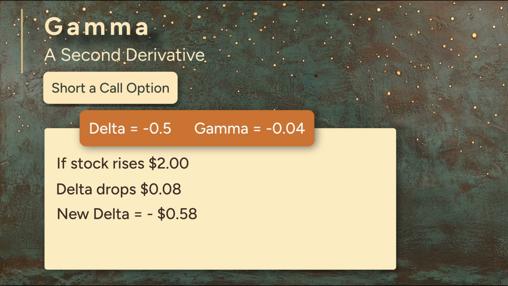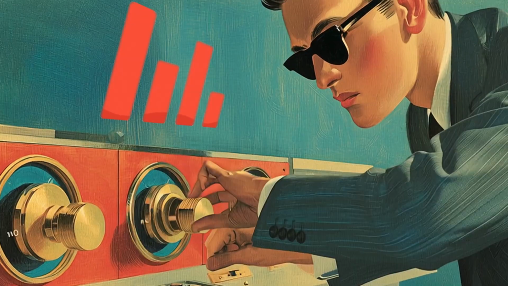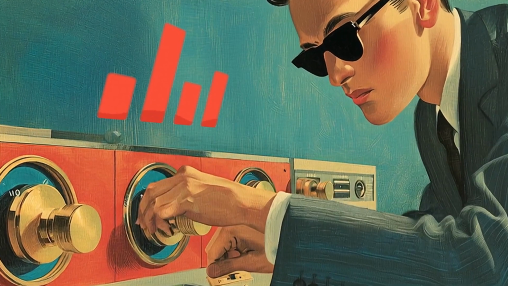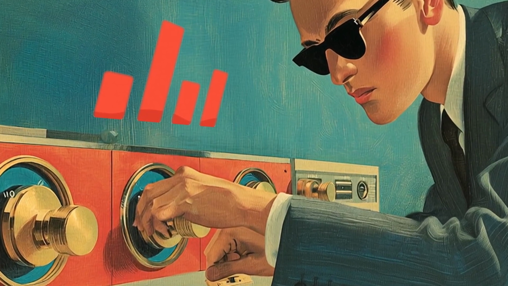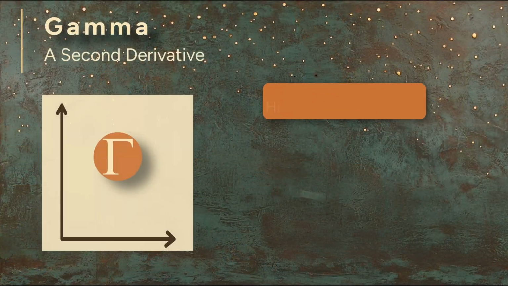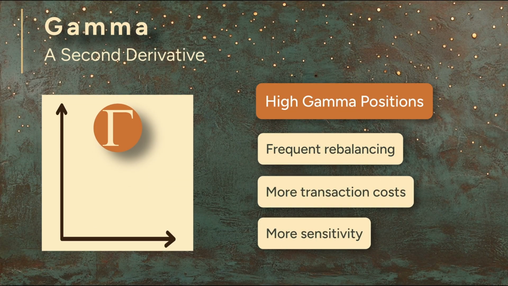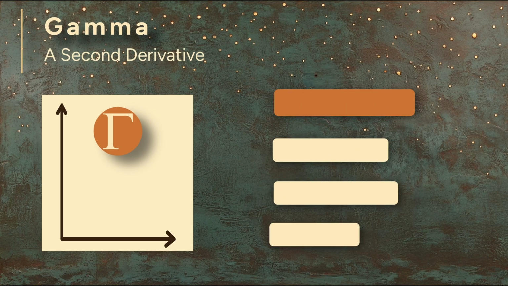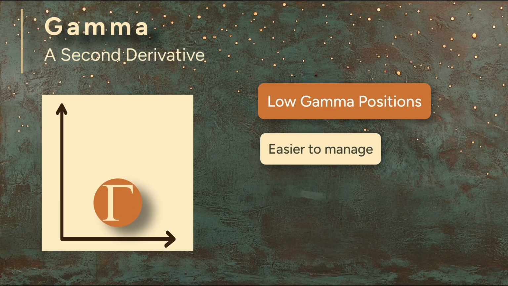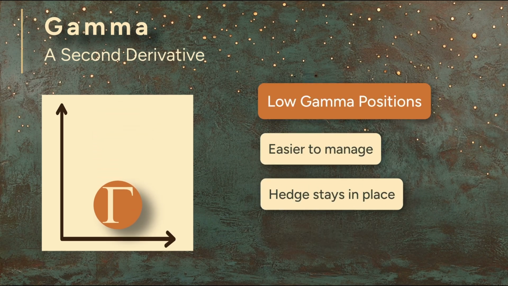How would you use this information? When delta changes, you might need to adjust your portfolio to keep your risk measures in check. Traders who manage large books of options monitor gamma closely. High gamma positions require frequent rebalancing, which means more transaction costs and more sensitivity to sudden moves in the underlying. Low gamma positions, on the other hand, are easier to manage because the hedge stays in place longer.